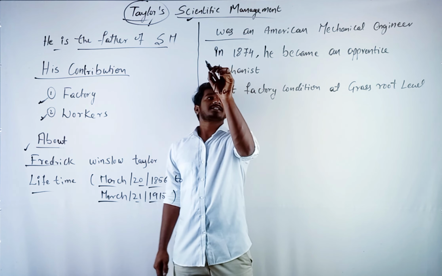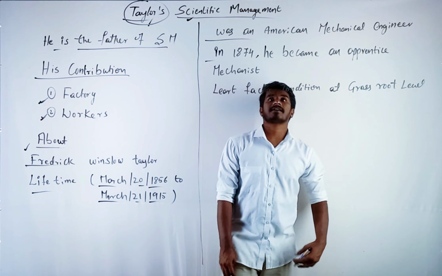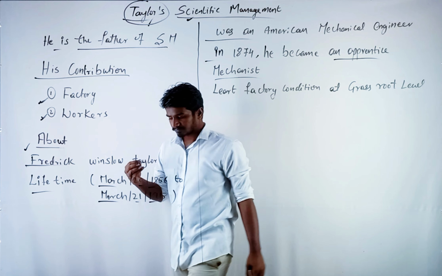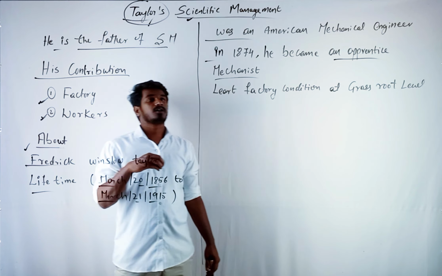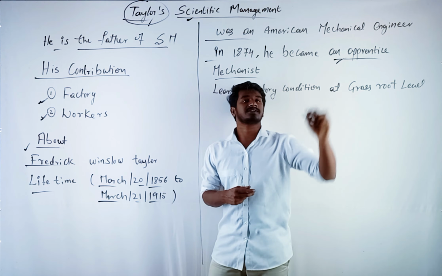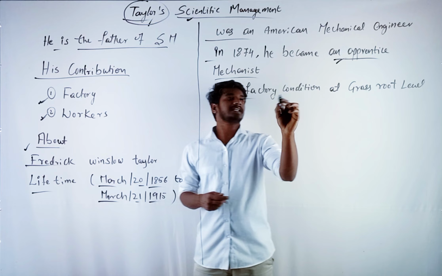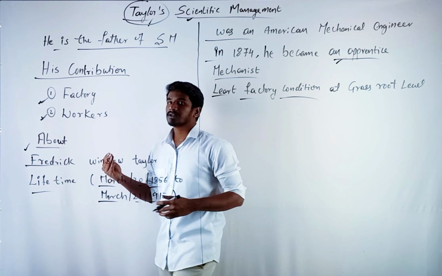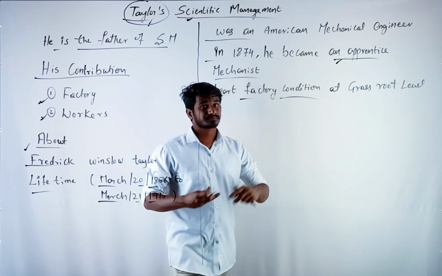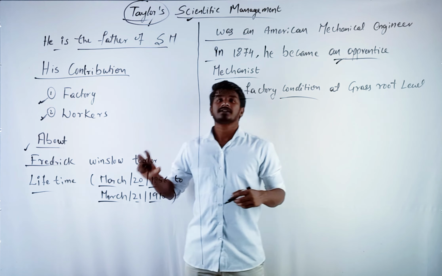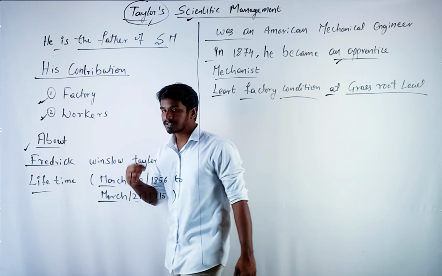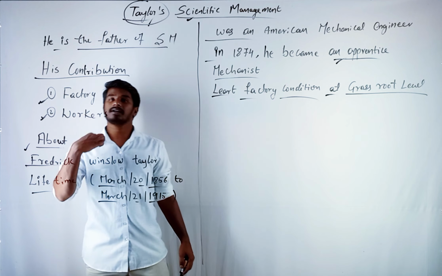Let's see next. In 1874, he became an apprentice machinist. Apprentice means one who works without any salary. And he learned factory conditions, which means factory wages, employees, and work culture. These things he learned at the grassroots level, which means inch by inch he learned everything.